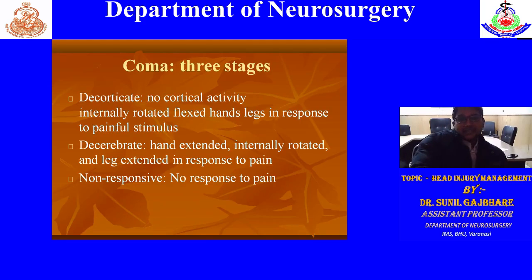Coma has three stages. The first is decorticate rigidity. There is no cortical activity. The limbs are internally rotated, with flexed hands and legs in response to painful stimulus. That's decorticate rigidity. On the GCS scale, it is scored as the M3 response. And in decerebrate rigidity, hands are extended and internally rotated, and legs are extended in response to pain. On the GCS scale, this response is scored as M2, the motor 2 response. And then non-responsiveness, there is no response to pain.